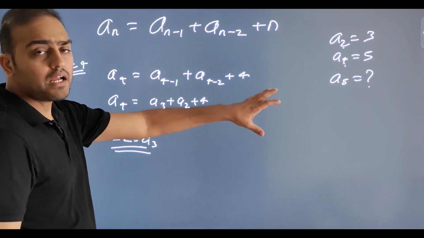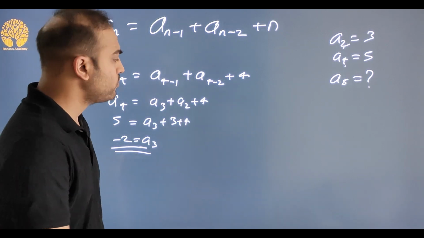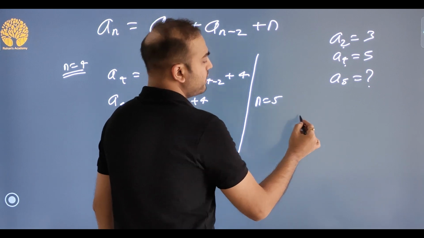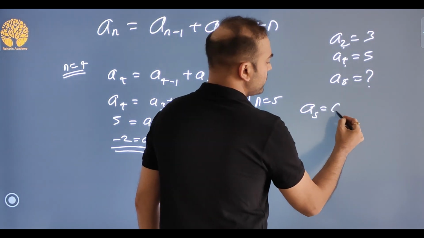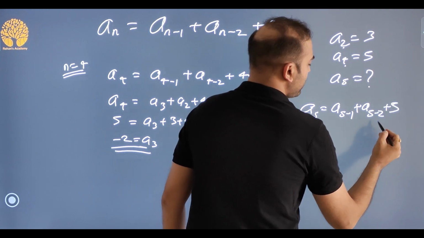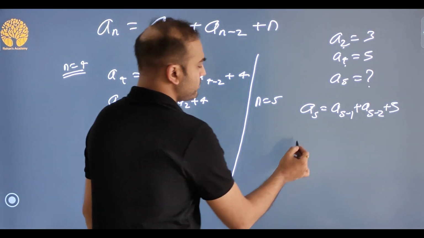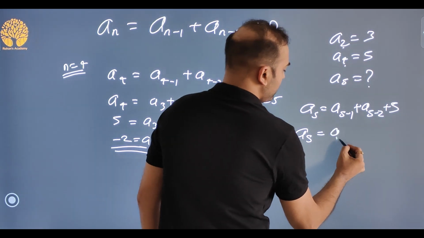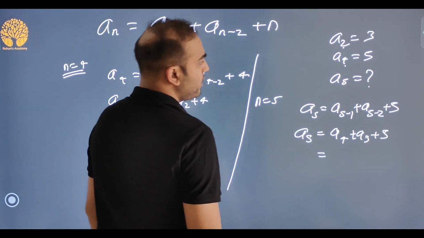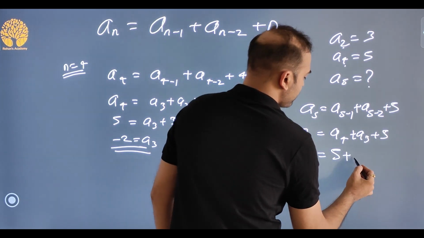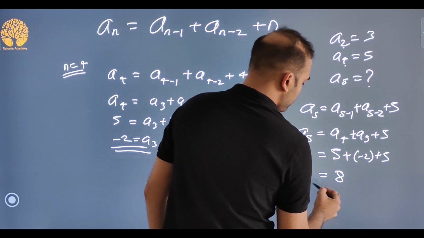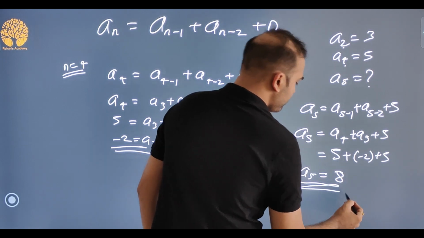So again, plug n as 5 now. You will get A5 is equal to A5 minus 1 plus A5 minus 2 plus 5. A5 is A4 plus A3 plus 5. A4 is 5, A3 is minus 2, plus 5. Right? We get A5 as 8.